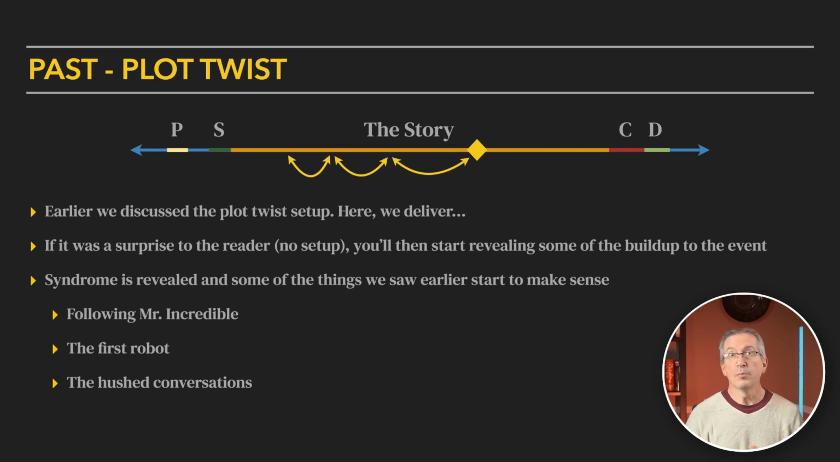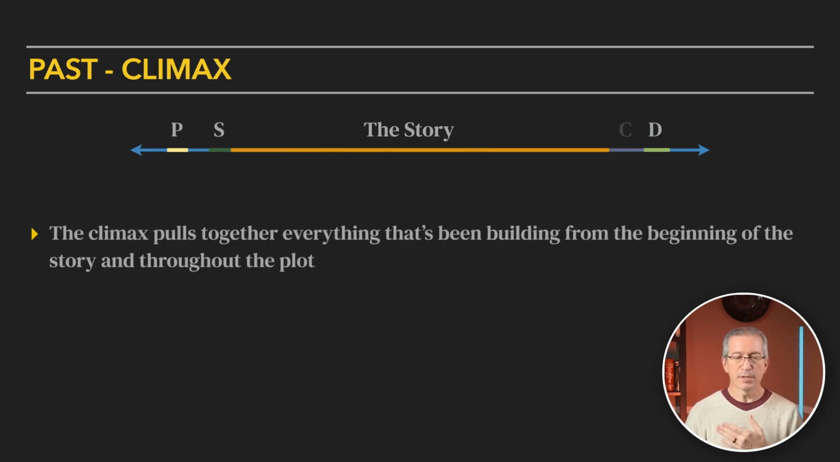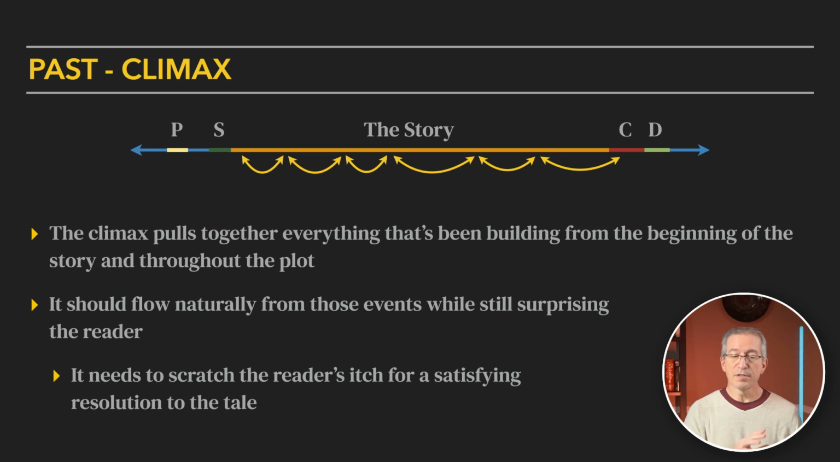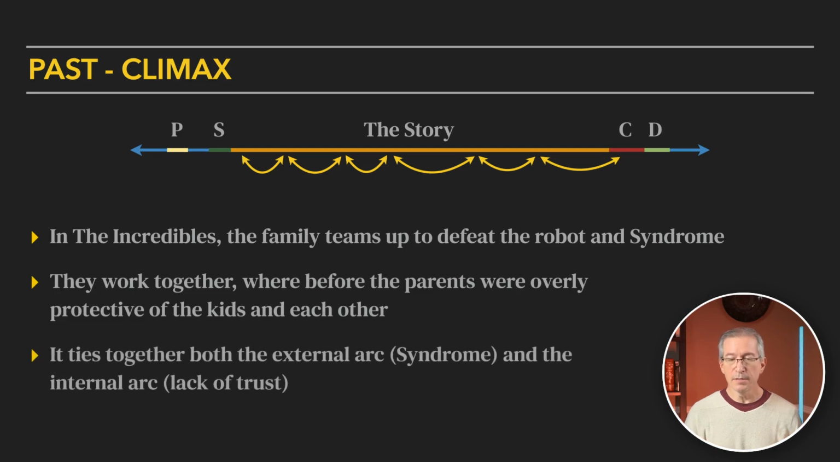And then we mentioned the plot leading up to the climax. So the climax pulls together everything that's been building since the start of the story and throughout the plot. Like most of these things, it needs to flow naturally from those events while still surprising the reader. It's one of the toughest things in fiction to nail the landing on the climax. It needs to scratch the reader's itch for a satisfying resolution to the tale while still providing that bit of surprise. In The Incredibles, the family teams up to defeat the robot and Syndrome. They work together, where before the parents were overly protective of the kids and each other.